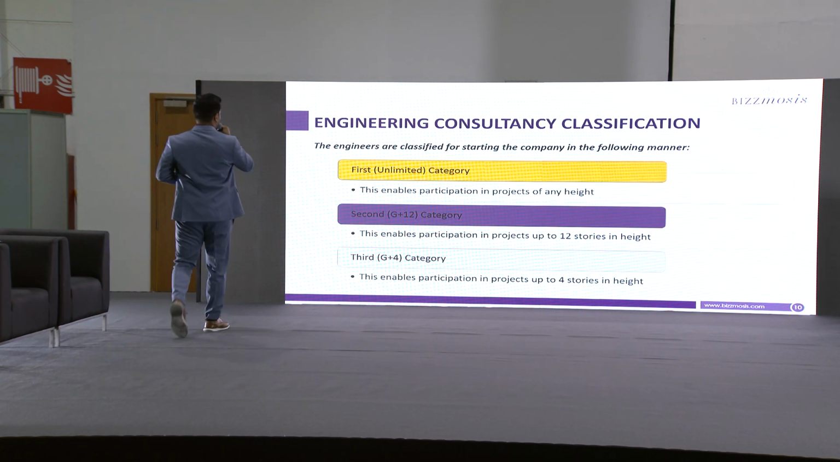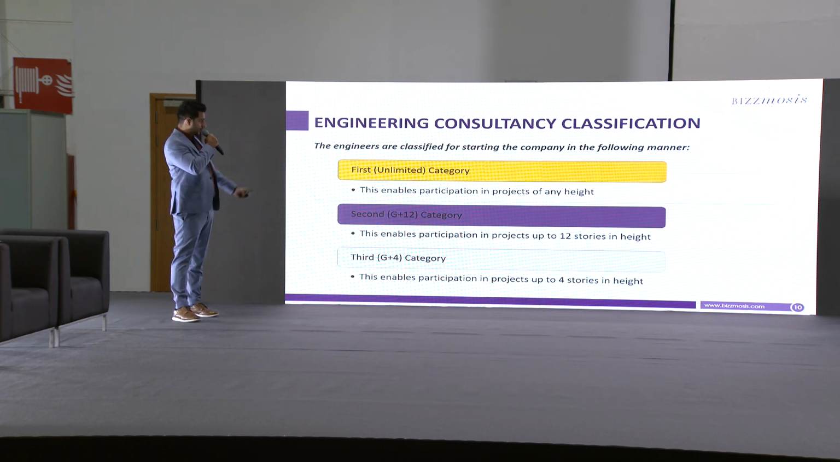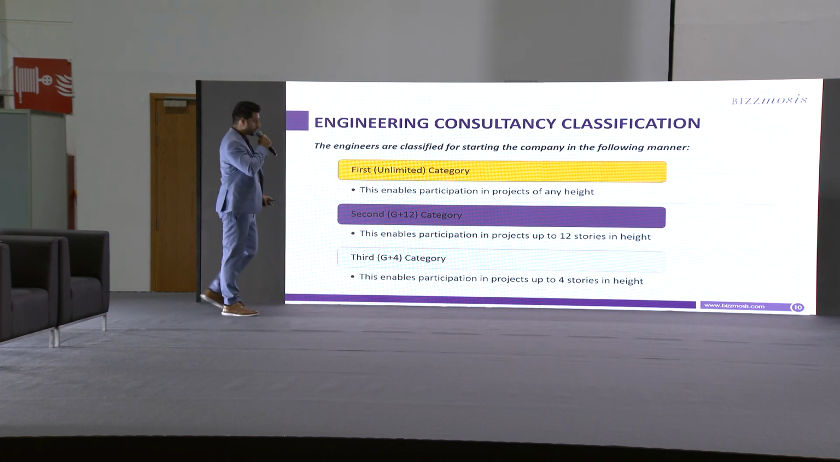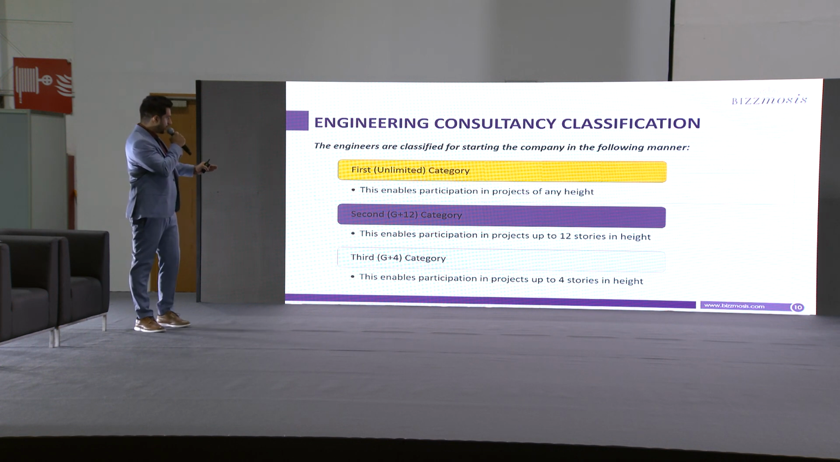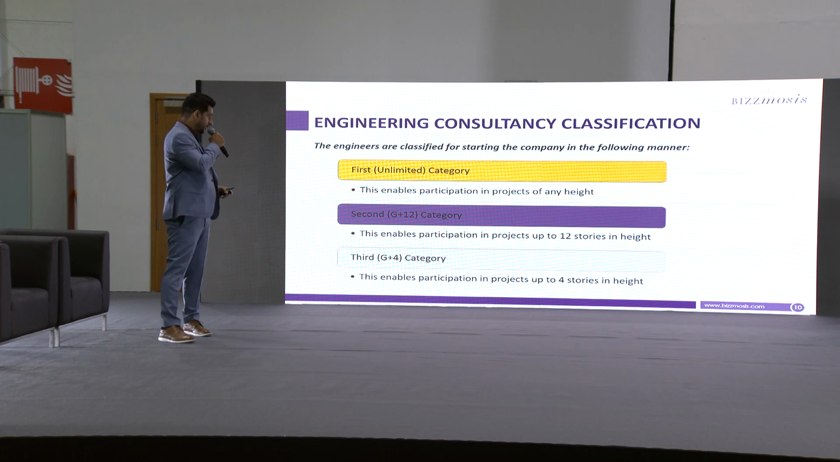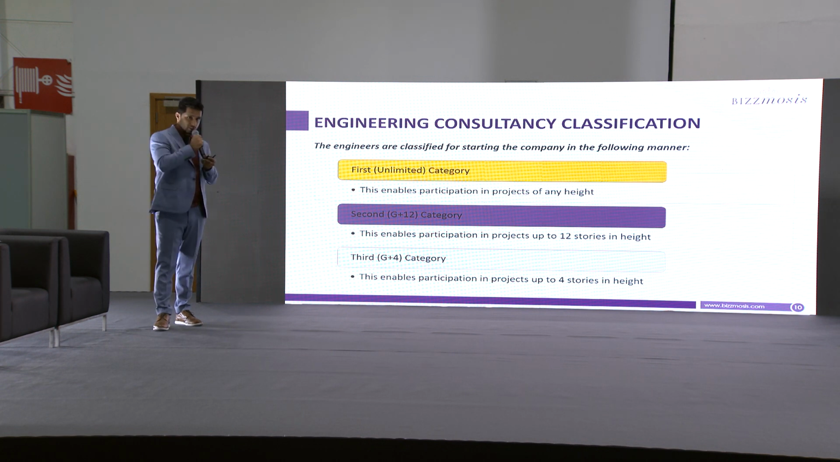Here, engineering consultancy is classified in UAE in 3 different ways. The first one is the unlimited category, which enables participation in projects of any height. The second category enables G plus 12, which is a 12 story building. And the third category is G plus 4, which enables participation in projects of up to 4 stories.